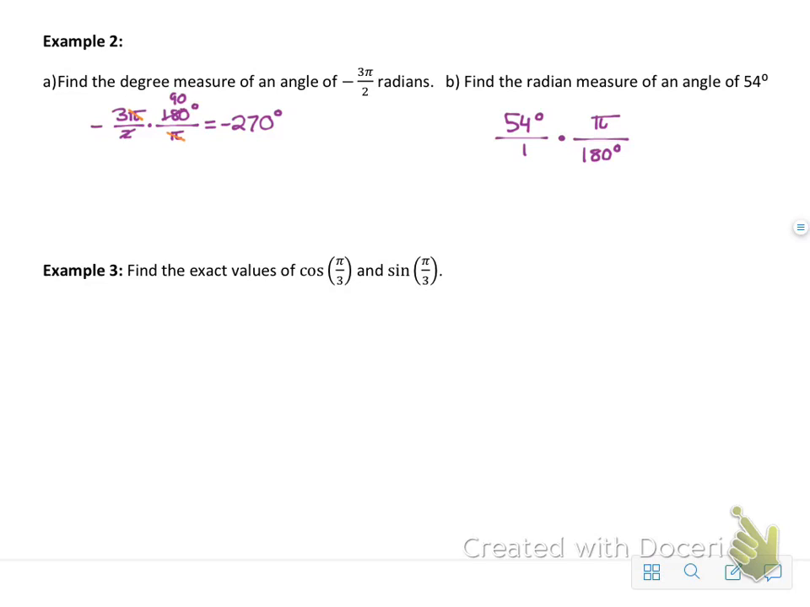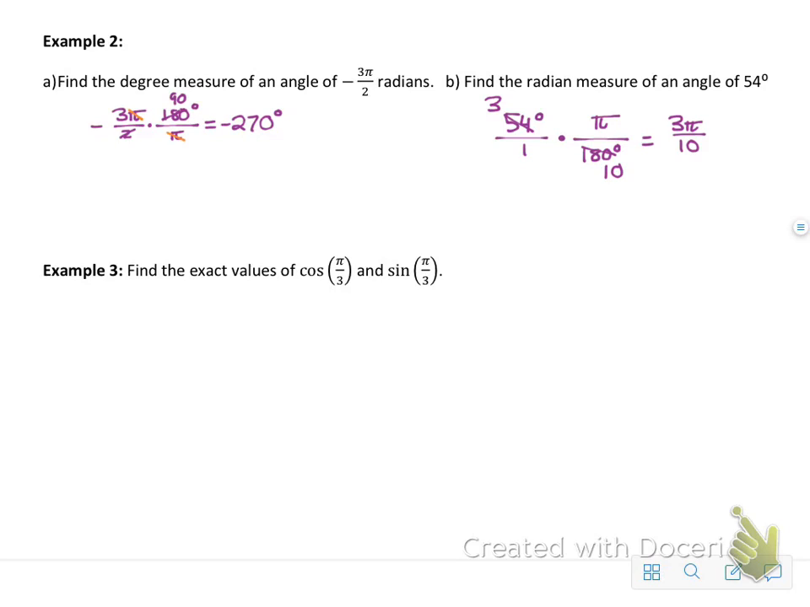Now, if I try to simplify this, I can divide by 9 or 18. Let's divide by 18. 18 goes into 54 3 times, and 18 goes into 180 10 times. So we end up with 3 pi over 10 radians. All right, and that's what we're doing.